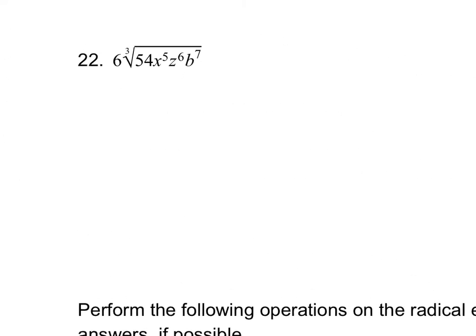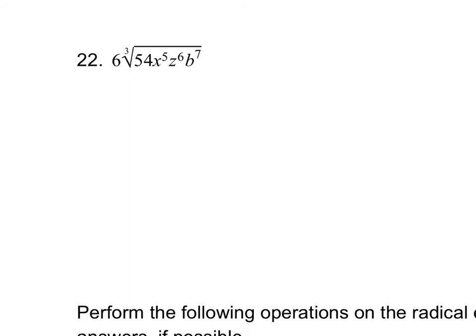Now we're going to take a look at simplifying a cube root. So the only difference between simplifying a cube root and a square root is the number of things that have to be the same in order for you to pull them out. So I'm still going to simplify 54 like I normally would. So I'm going to do 9 times 6. 9 becomes 3 and 3, and 6 becomes 3 and 2.